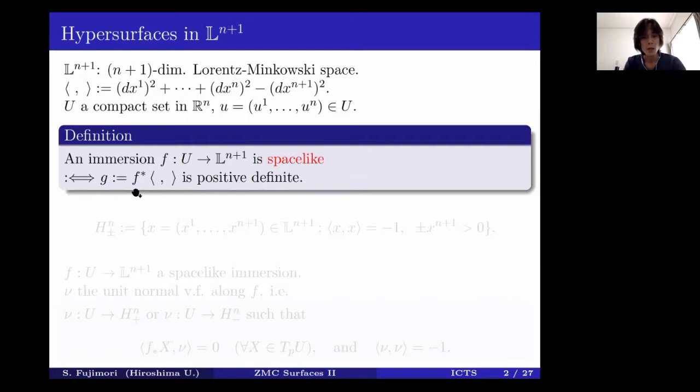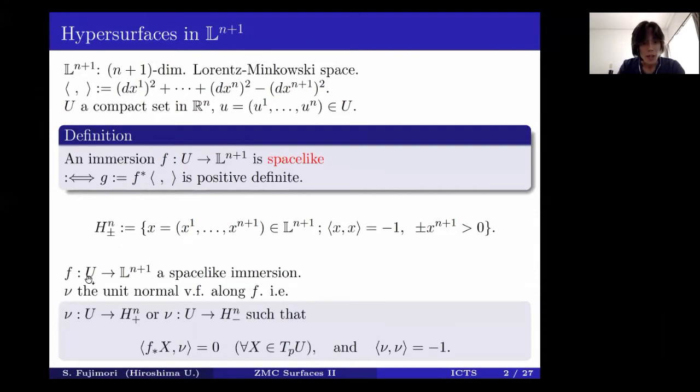Also, we set H^n_plus or minus as this. This is a two-sheeted hyperboloid; the upper half is plus, and the lower half is minus. And let F be a space-like immersion, and let nu be the unit normal vector field along F. This means nu is a map from U into H^n_plus, or from U into H^n_minus, such that nu is perpendicular to each tangent vector, and the inner product of nu and nu is minus one. So nu is a unit time-like vector.